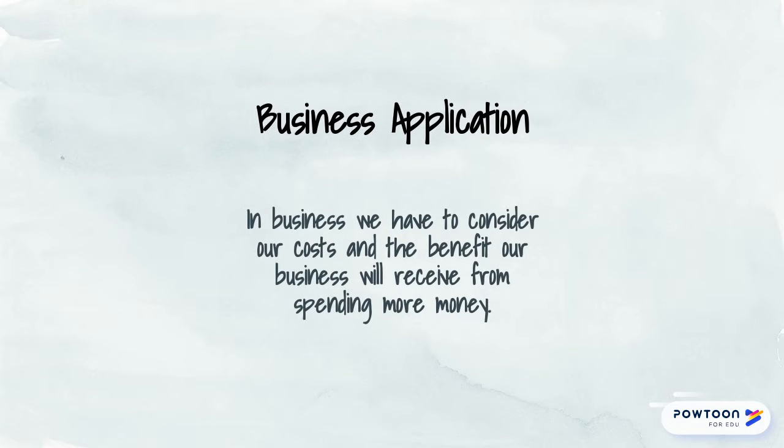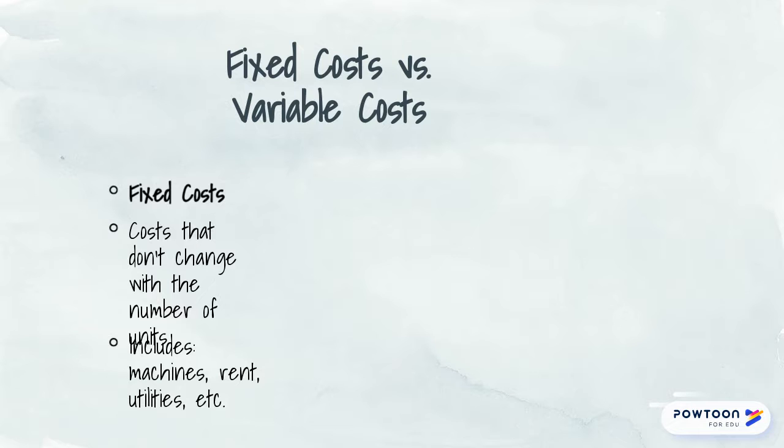So how does this scenario apply to business? In business, we have to consider our costs and the benefit our business will receive from spending more money. In business, we have fixed costs and variable costs. Fixed costs are costs that don't change with the number of units. Fixed costs include things such as machines, furniture, rent, utilities, and salaried employees.